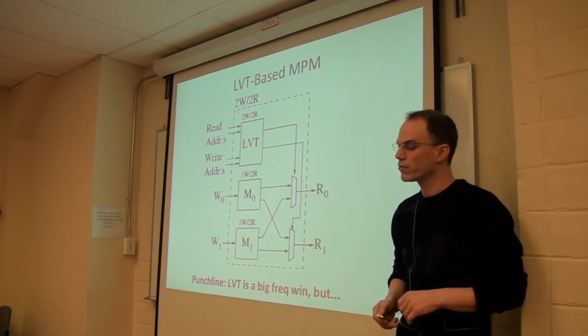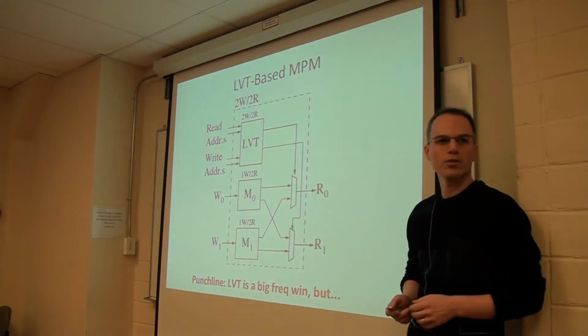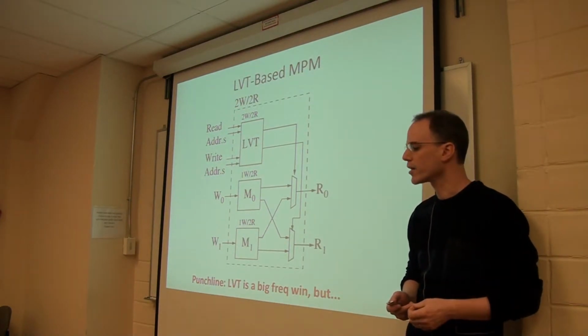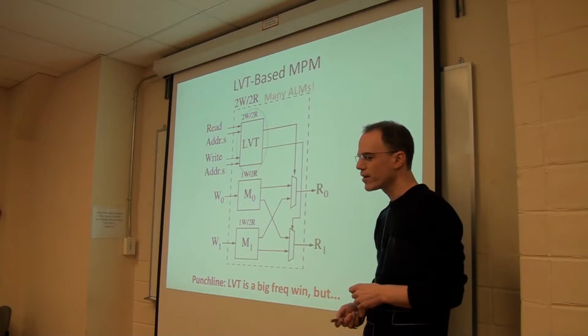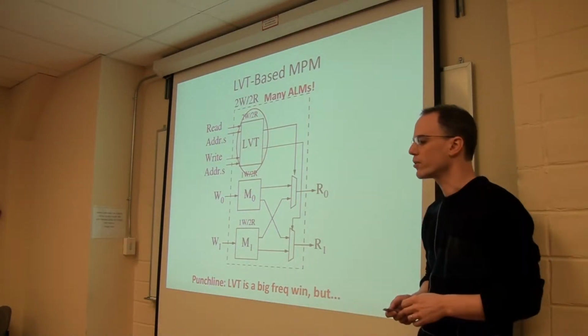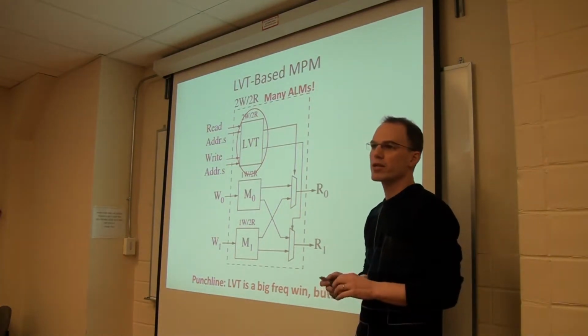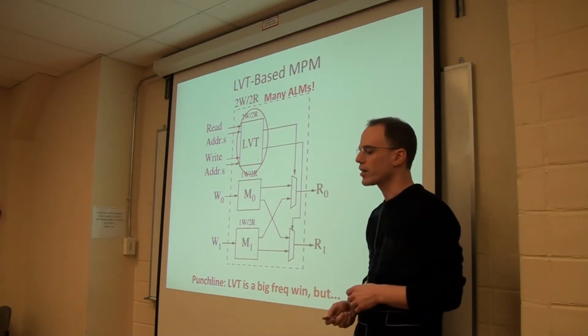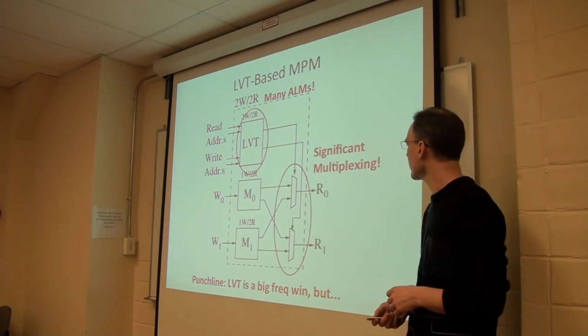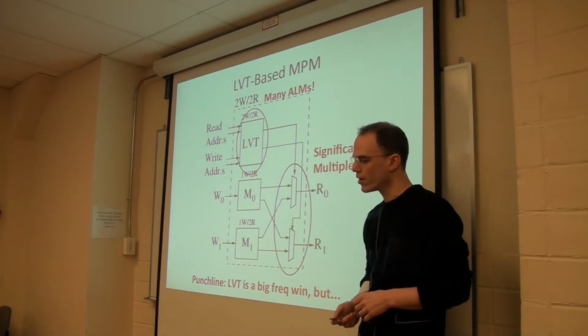And it gives you a pretty good frequency win compared to the pure logic approach that I showed you. This goes a lot faster. However, it's not perfect. It uses a lot of logic to build that live value table, the table itself, for memories that are very deep, memories with a lot of locations. And also the logic required for all the multiplexing can also add up, as I'll show you.